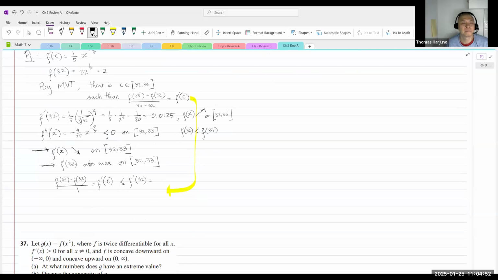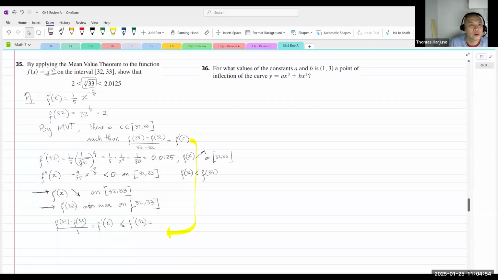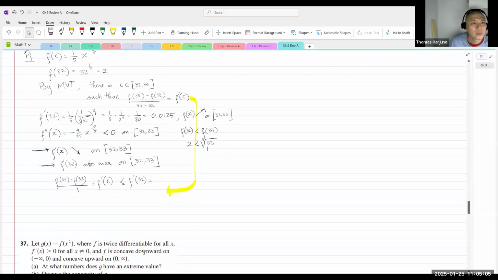Okay. So we already solved the left hand side. So 2 is less than the fifth root of 33. What I'm about to do right now is show that we have the right hand inequality.